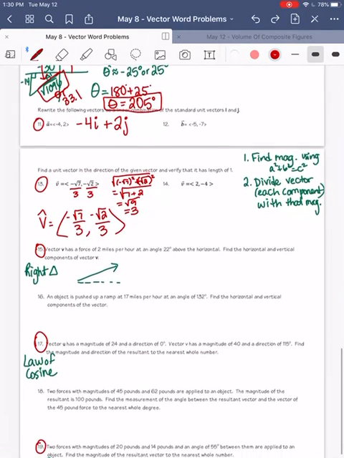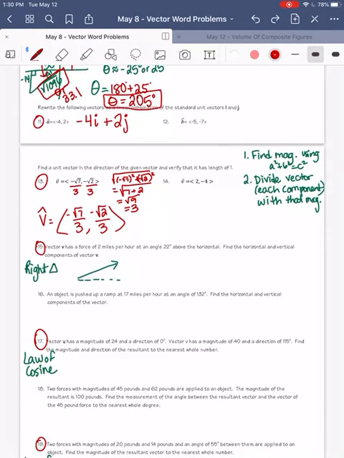Okay, 15 says, vector V has a force of 2 miles per hour, so I'm going to put 2 here, at an angle 22 degrees above the horizontal. So I'm going to drop a perpendicular, and here's my X and here's my Y. Find the horizontal and vertical components. So I want my answer to look like this. Okay? So, how can I answer this question?